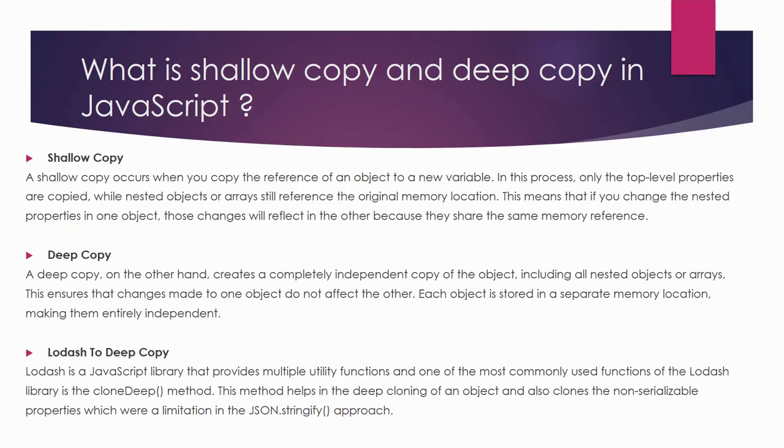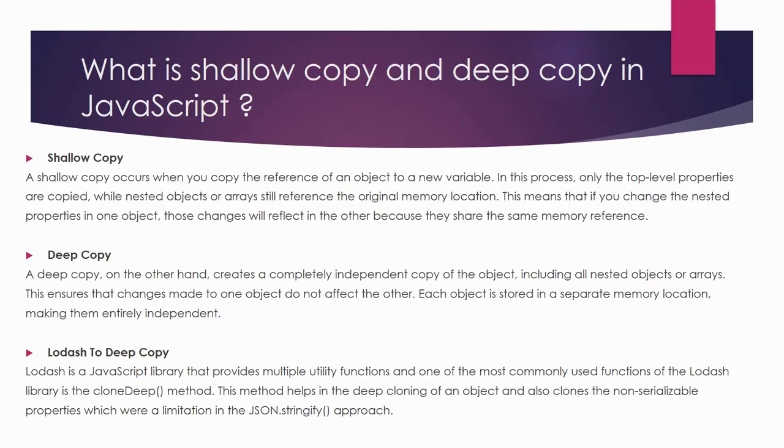Deep copy. A deep copy, on the other hand, creates a completely independent copy of the object, including all nested objects or arrays. This ensures that changes made to one object do not affect the other. Each object is stored in a separate memory location, making them entirely independent.